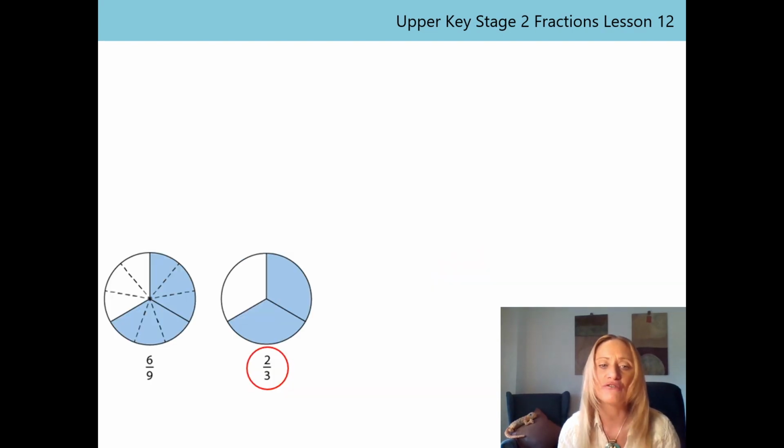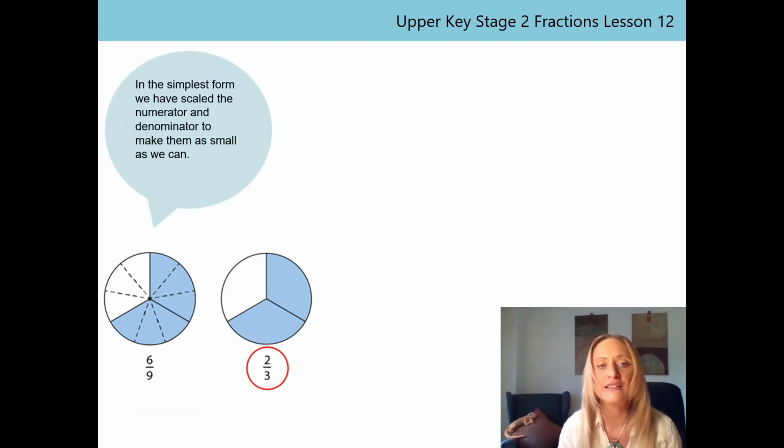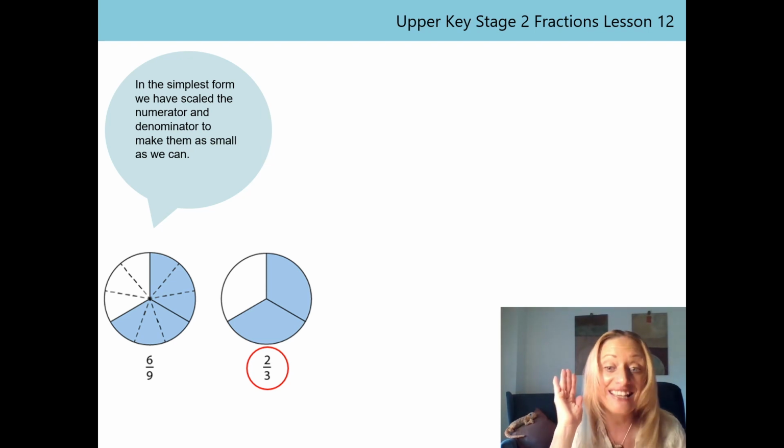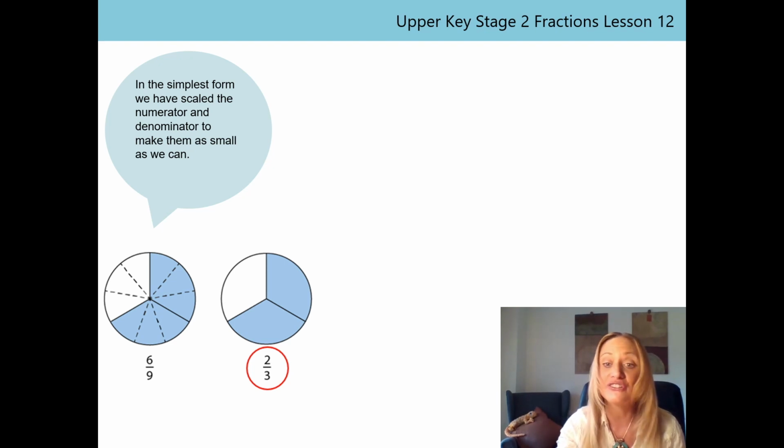I've taken 2 of those equivalent fractions and I'd like you to tell me if what we said in the last session is still true. So we said that in the simplest form, we have scaled, do you remember that language, the numerator and denominator to make them as small as we can. Pause me now, see if that's true, and see if you can tell me anything else that you notice. Have you come back? What did you find? Is this correct? Did you agree? Yes, you did agree. So what have the numerator and denominator been scaled by to keep them as small as we can? So 6/9, the numerator and denominator have been divided by 3. Excellent, well done. And so 2/3 is the simplest form.